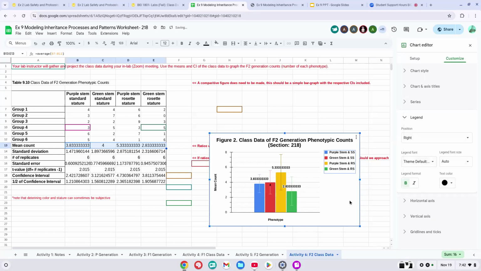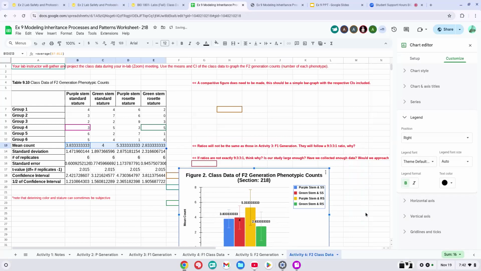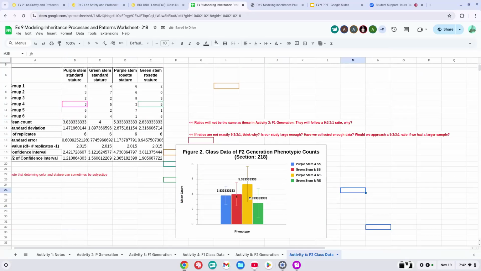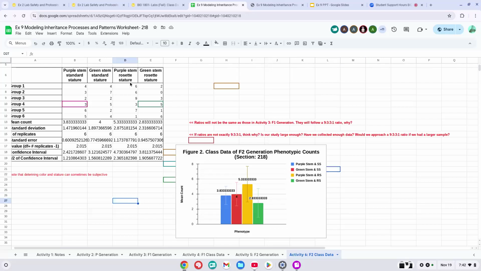All right, now let's take a peek at this. So we would kind of expect that 9 to 3 to 3 to 1 ratio, right? Because when we would cross, we would expect most of them to be purple stemmed with standard stature, 3 of them to be green stemmed with standard stature, 3 of them to have the purple stem with the rosette stature, and 1 to have the green stem with the rosette stature. So we're having a little bit of variation happen here.